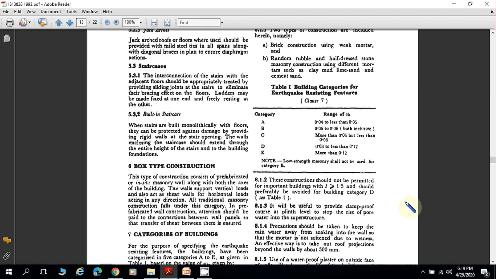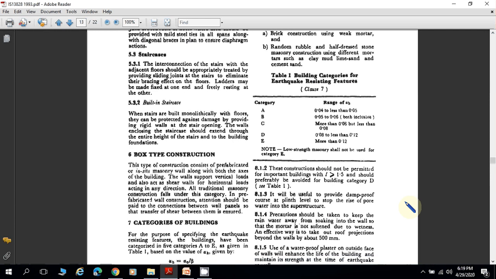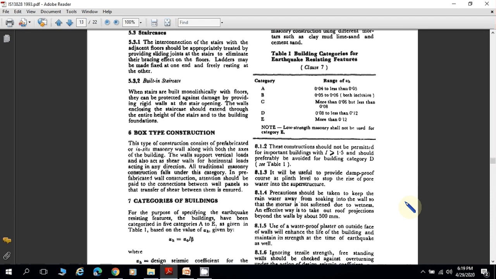in category E. And low strength masonry shall not be used for category E, because such type of buildings is mostly affected by earthquake prone zone. These buildings, category E type of buildings, are provided in a more earthquake prone zone. So low strength masonry buildings should be avoided in such type of zone.